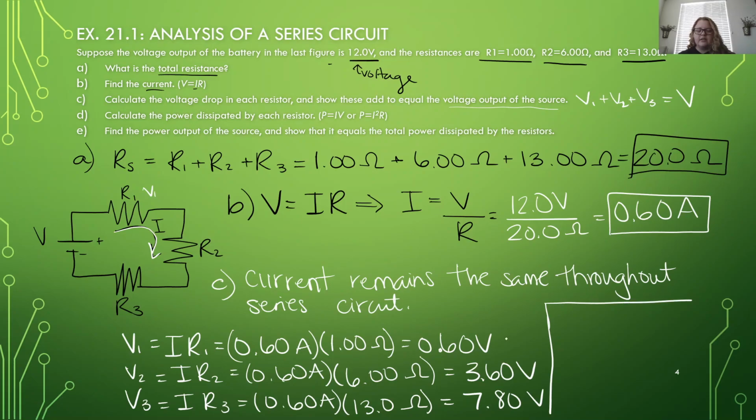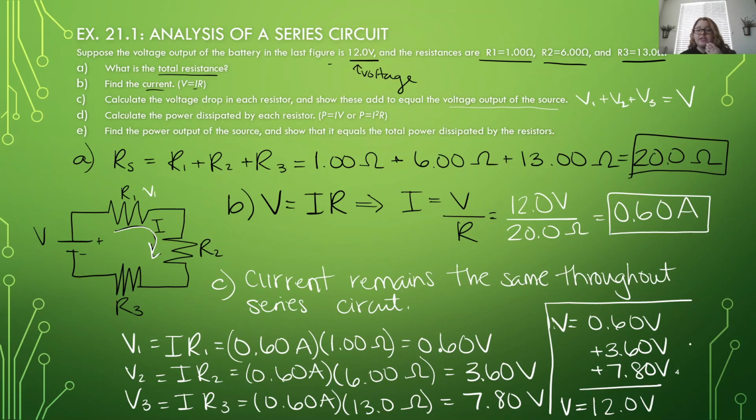Okay, now let's put this to the test. Let's say V is equal to, and we're going to add all of these up, so 0.60 volts plus 3.60 volts plus 7.80 volts. So our total voltage is exactly 12 volts. So it checks out.